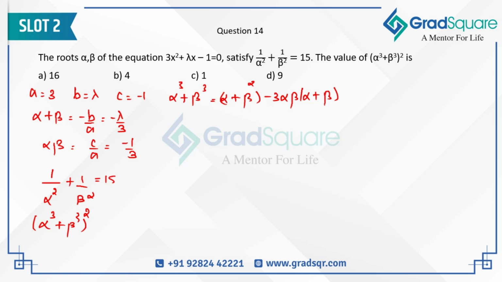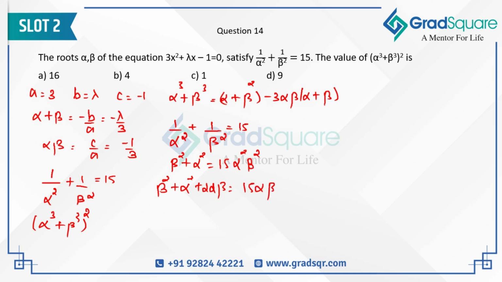Now let me use the expression that is given to us. The equation 1/α² + 1/β² equal to 15 will give me β² + α² equal to 15 α²β². I can add 2αβ on either side so that I can modify this equation and write it as what? (α + β)² , because the α + β value is to be found here. Then only I can find the value of α³ + β³.